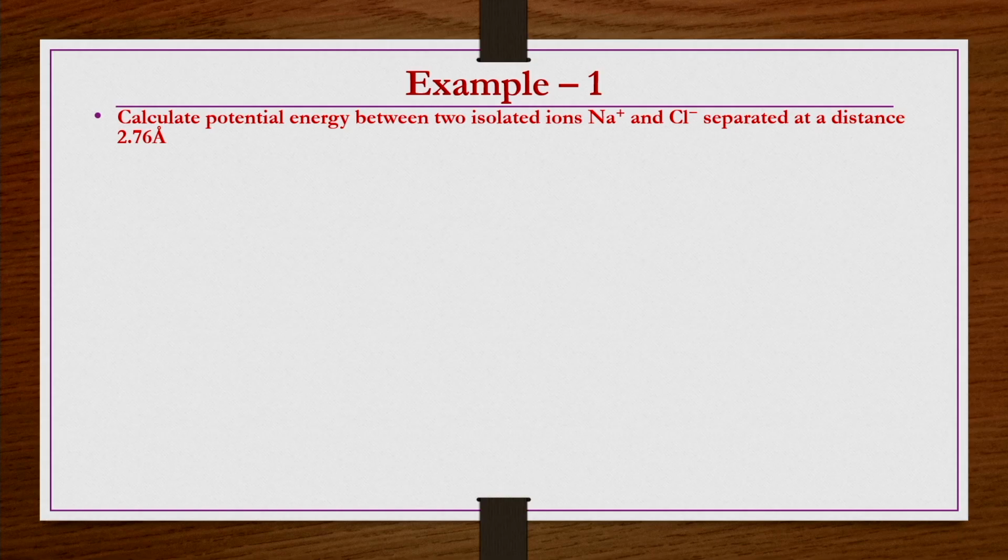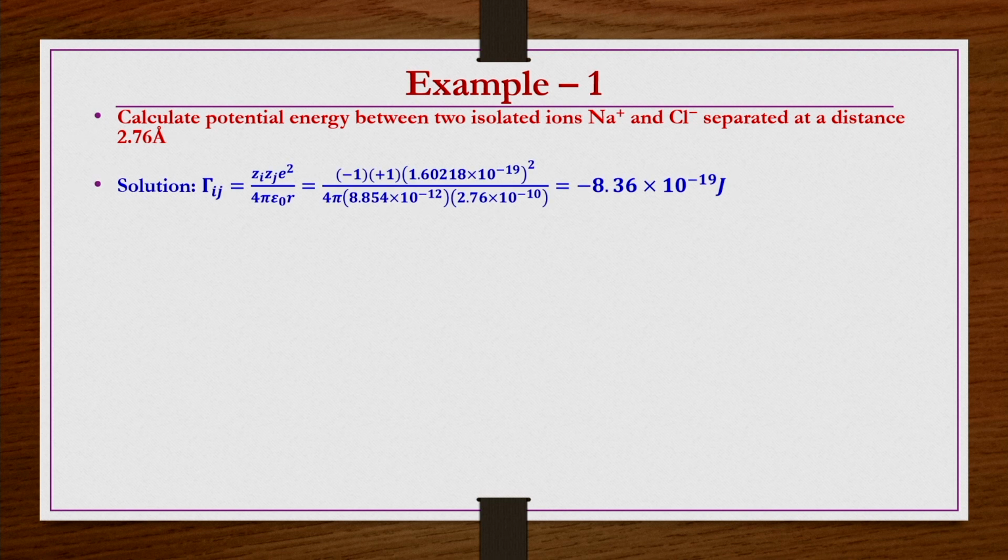Now, we take an example and understand how significant or how important these electrostatic forces between two ions are. Calculate the potential energy between two isolated ions Na plus and Cl minus separated at a distance of 2.76 angstroms. Okay. So, two ions are given, that is Zi, Zj are given. So, Zi is plus 1, Zj is minus 1. Okay. So, ionic valences are plus 1 and minus 1 for these two. Then we know gamma ij is Zi Zj e square by 4 pi epsilon naught r. So, we are taking vacuum because nothing has been mentioned.